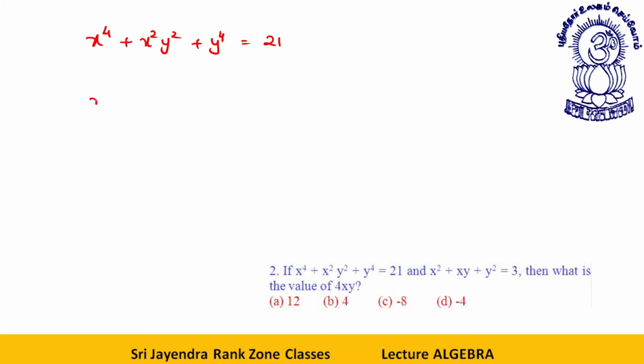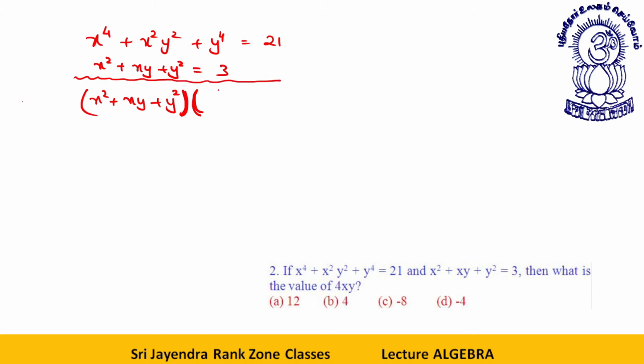We are also given x² + xy + y², although this is given to us as 3, fine, I'll write it. Now what happens is, if I multiply this with this, so far it is given. Now this is something we are doing deliberately on our own.